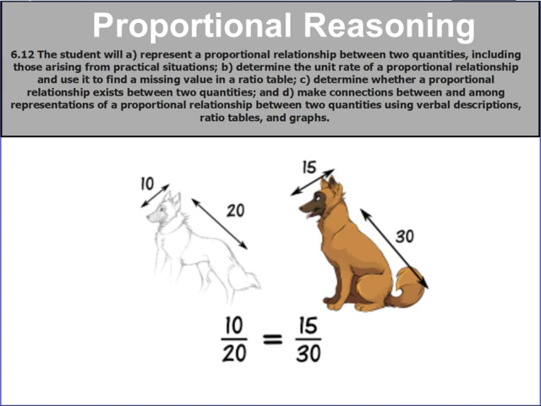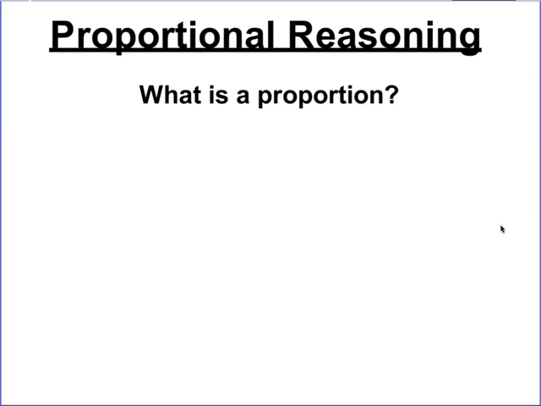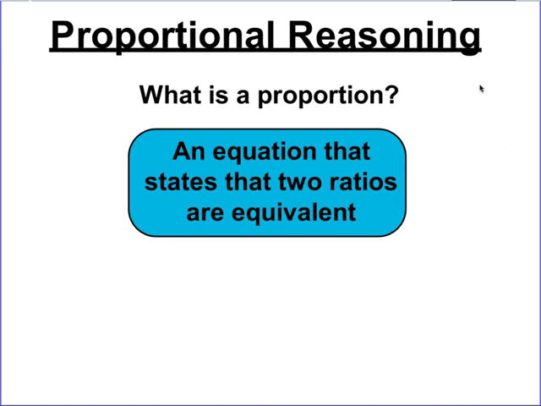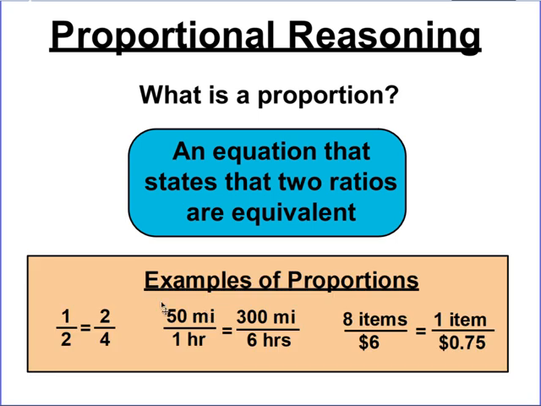Let's get started. First things first, what is a proportion? Well, a proportion is an equation that shows that two ratios are equivalent, which also means equal. So, for example, here are some proportions. There's equal signs between all of them, which means they are equations. And the first one here, 1 over 2 or 1 to 2 is equal to 2 to 4. That's a simple one that most of you, hopefully when you saw it, figured out immediately.